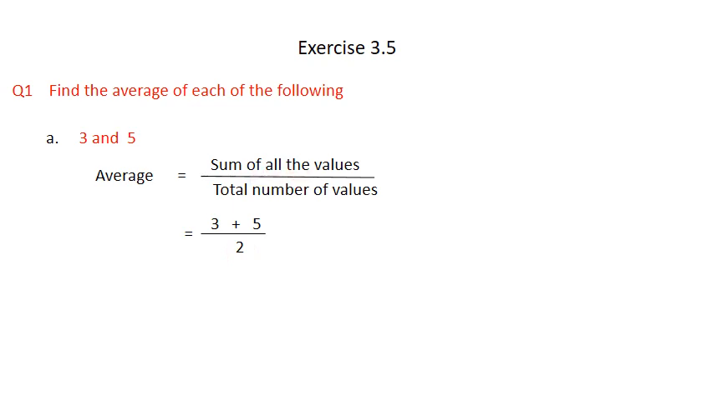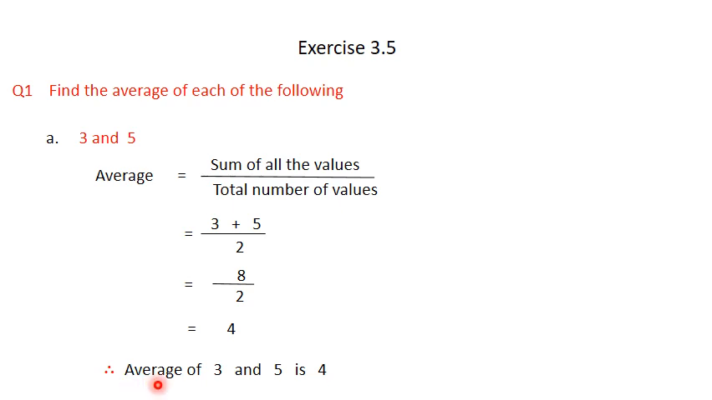Sum of all the values. So, here we are having 1 and 2 values. So, we have taken here 3 plus 5 and 2 values. So, what is 3 plus 5? 5 plus 3 is 8. So, we have written here 8 upon 2. And 8 upon 2 means 8 divided by 2. 2 ones are 2, 2 fours are 8. So, your answer is 4. So, the average of 3 and 5 is 4.